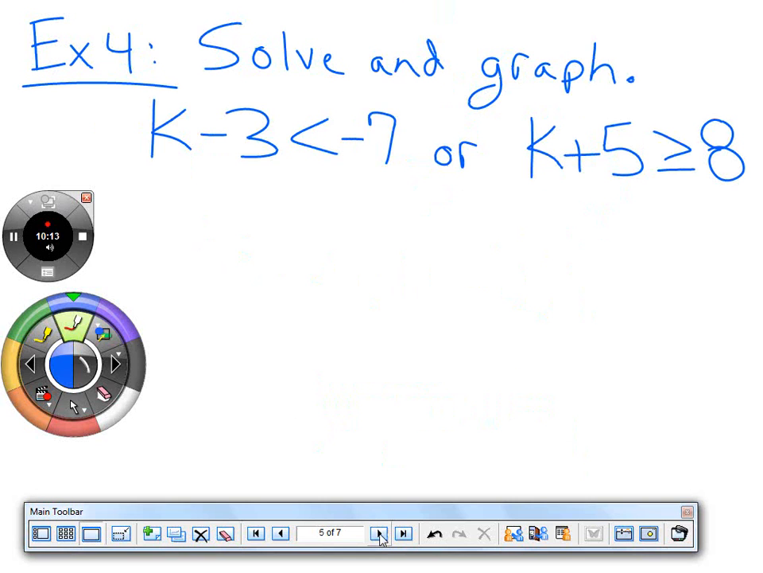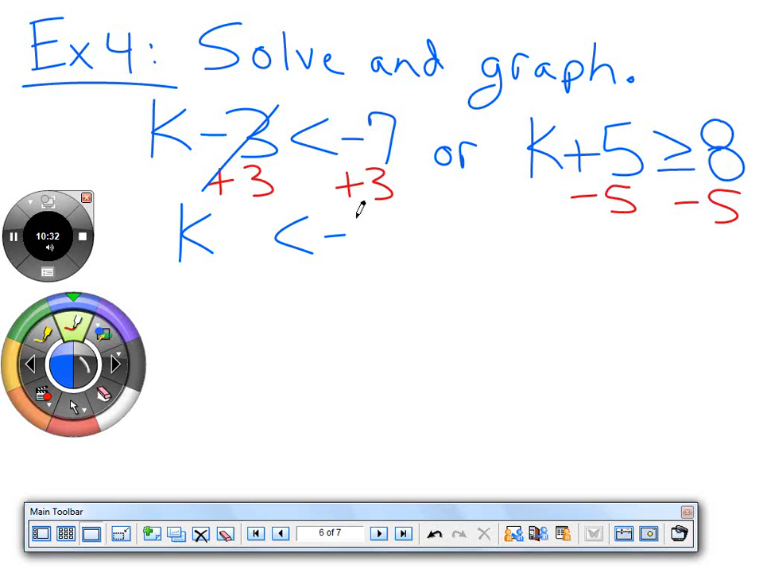All right, next one, solve and graph. Well, we try to isolate the variables. So we got to add 3. Add 3. This one over here, we're going to subtract 5. So we add 3, we're going to get k is less than -4. Over here, we're going to cancel that out. That's going to be k is greater than or equal to 3.